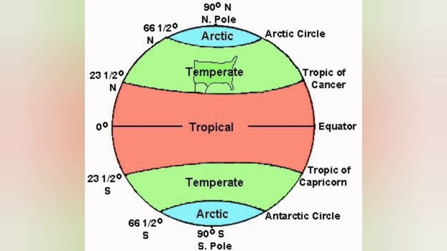Then we are going to the top, that is the Tropic of Cancer, which is 23.5 degree north. Then the Arctic Circle, which is 66.5 degree north. And then lastly the North Pole, 90 degree north. Now again we are going to move back to the equator, which is 0 degree, and then we are going downwards.